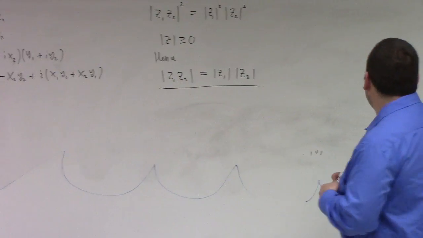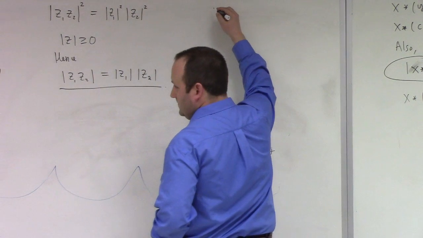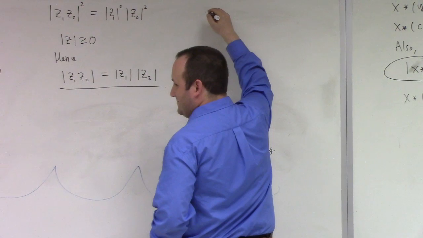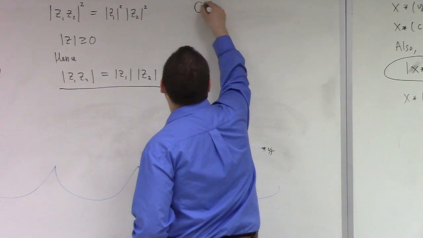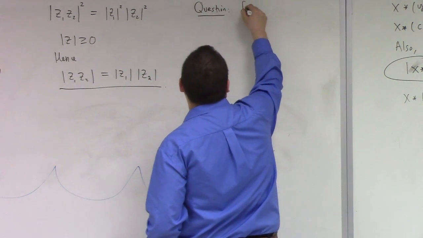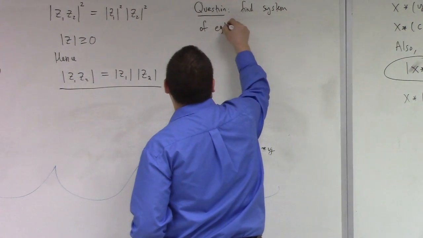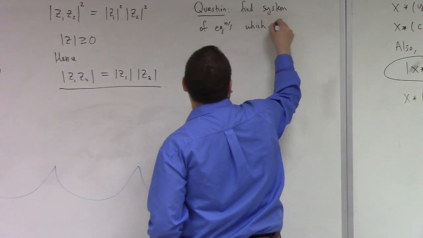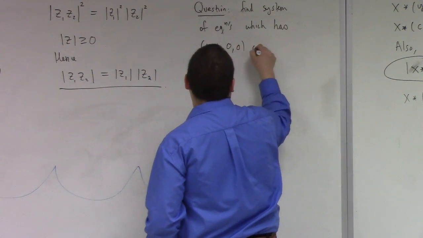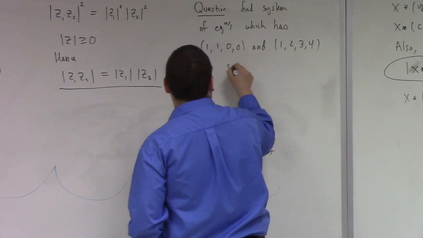Here's one fun kind of question, something I raised earlier in the course. It's a question that we found rather vexing earlier, and I think we could answer it easily now. Find a system of equations which has (1, 1, 0, 0) and (1, 2, 3, 4) as solutions.